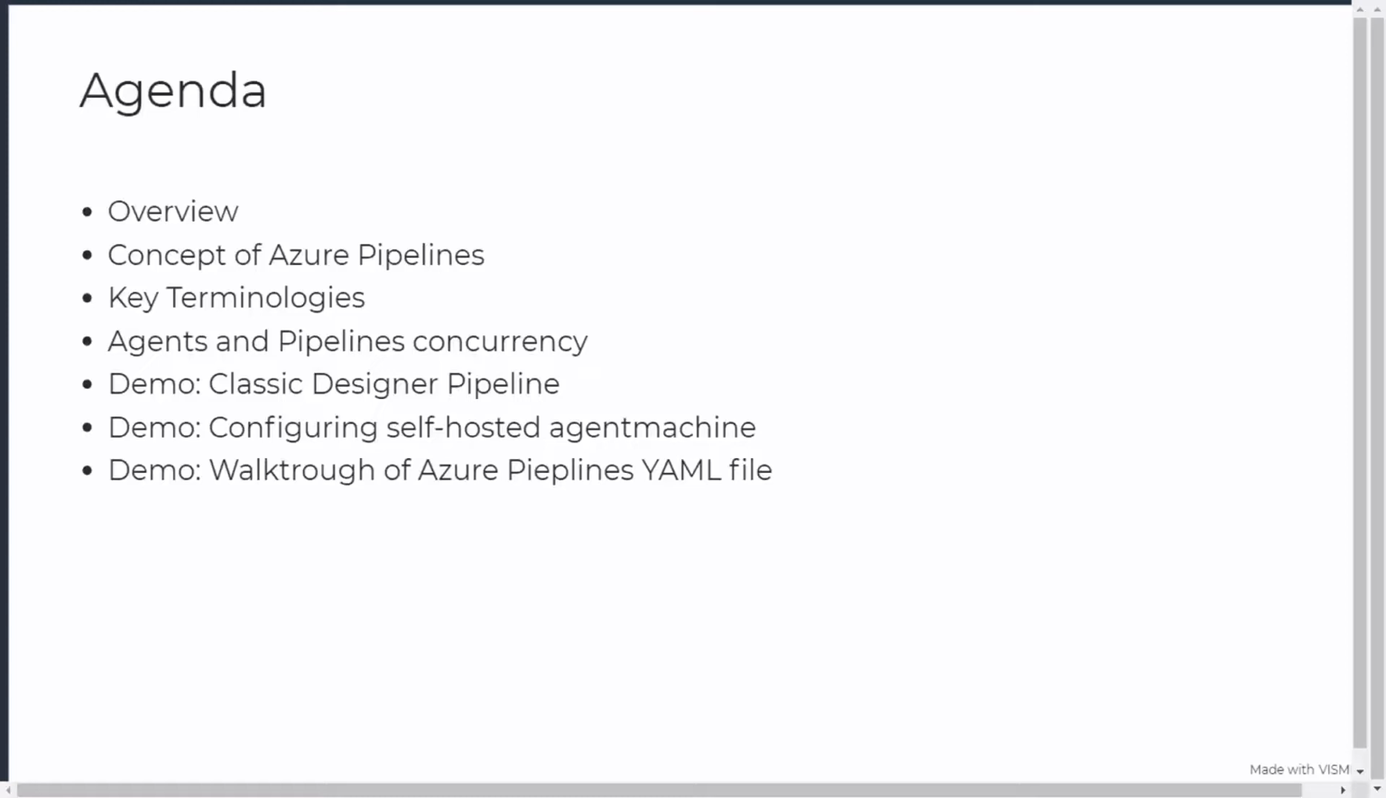And then how we can configure the self-hosted agent machine. After that, today we are just going to walk through an Azure pipeline YAML file. And after that, in the next session, we will see some kind of integration and all. But this is the agenda for this session.